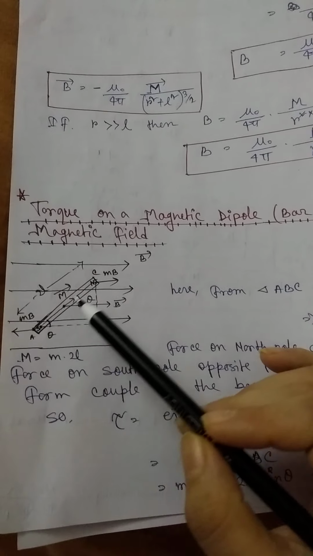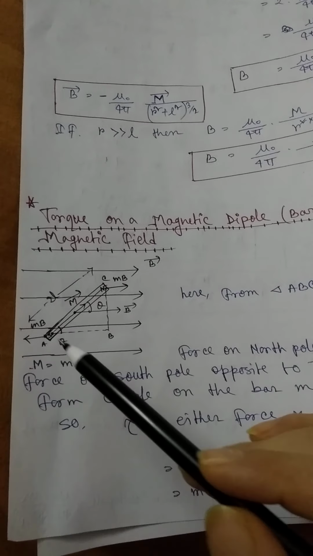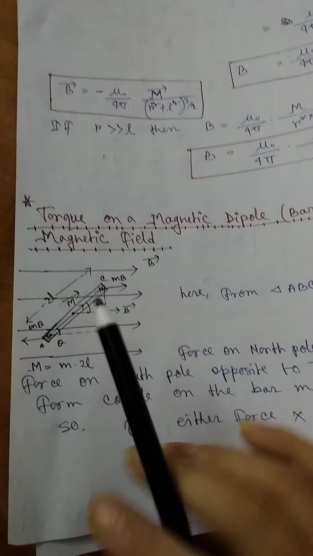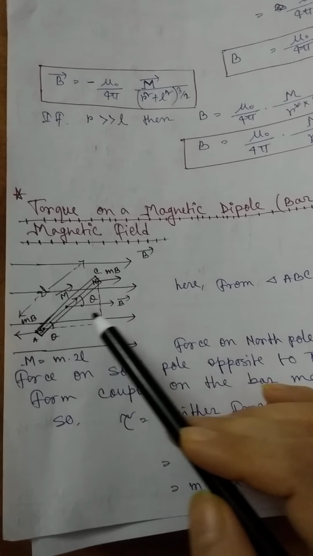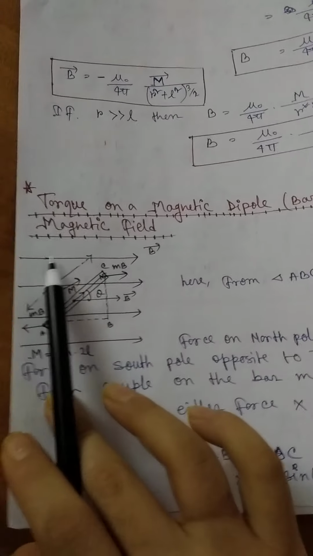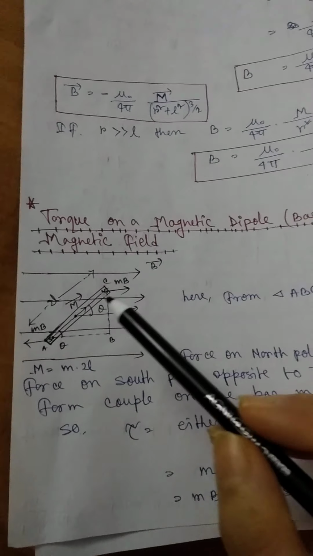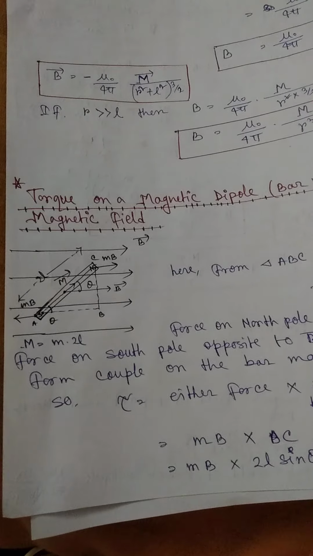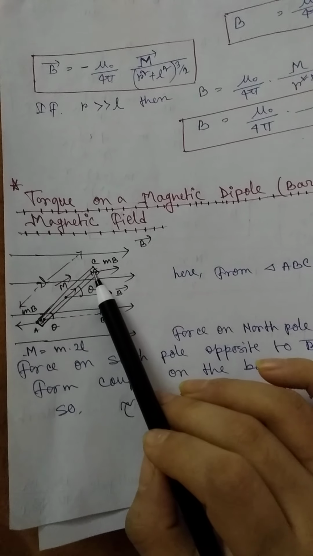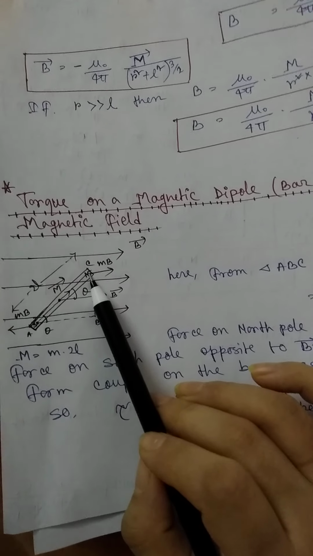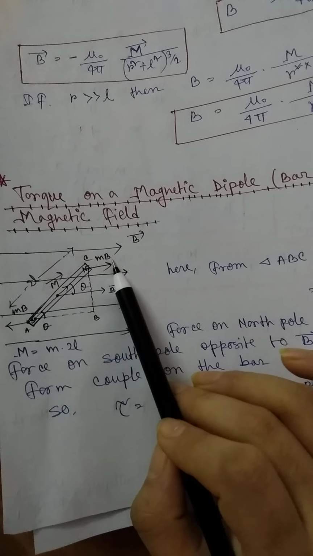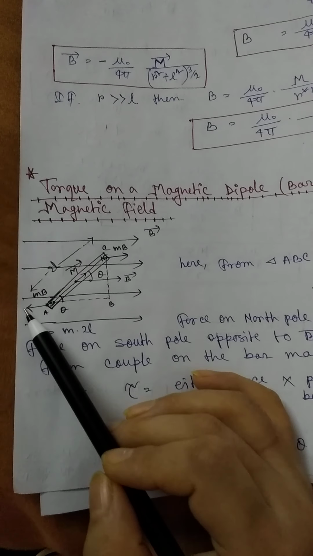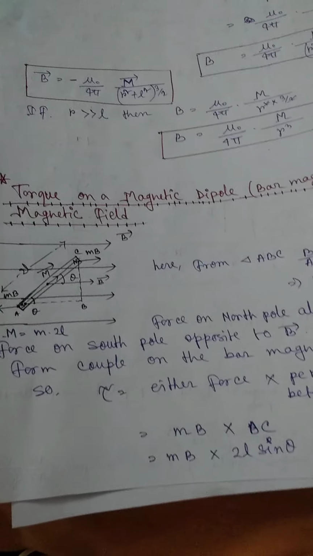So here I am taking a bar magnet and the magnetic moment of this bar magnet is along this side. This is the south pole and this is the north pole, and this magnetic moment makes angle theta with this magnetic field. This is the direction of the magnetic field. So the angle between the magnetic moment and the magnetic field is theta. If the magnetic strength of the north pole is m, then the force on the north pole is along this side, which is mB, and if the magnetic strength of the south pole is also m, then this is the force on the south pole, which is also mB, right?